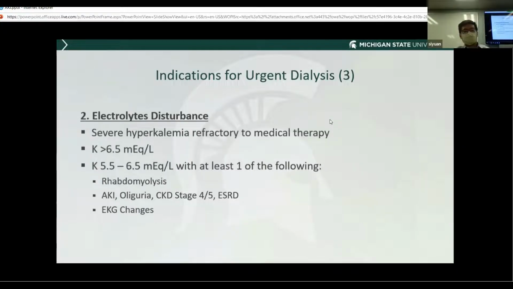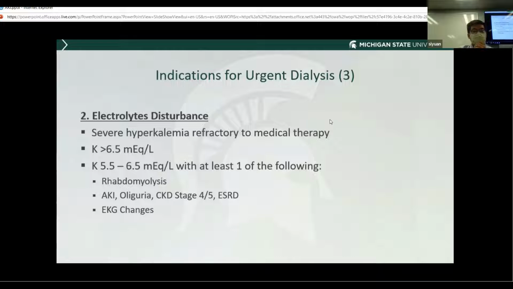So the next one, electrolyte disturbance. In this context, the most common electrolyte disturbance that requires dialysis is hyperkalemia, which we're going to talk about later in the lectures, especially when you're refractory to medical treatment. Not like 6.5 is, oh, urgent dialysis right away. You're going to do whatever you can on the floor first, by giving medical treatment.